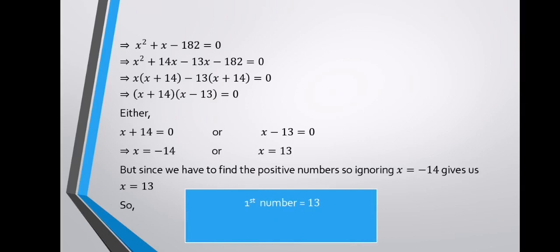So the first number is 13 and the second number is, since the second number was x plus 1, putting the value of x in that equation, we get second number is equal to 13 plus 1, which is equal to 14.